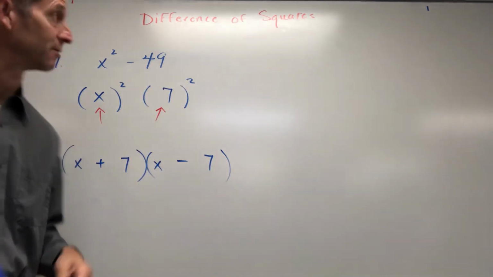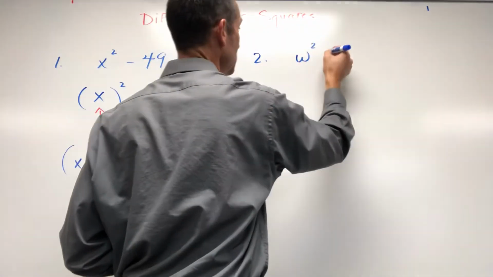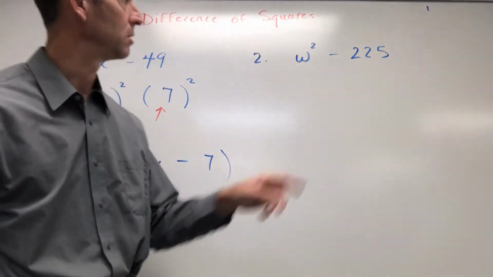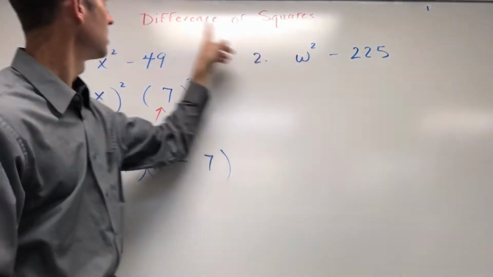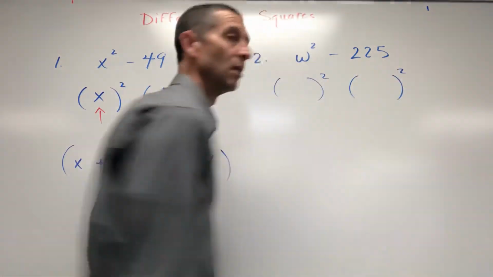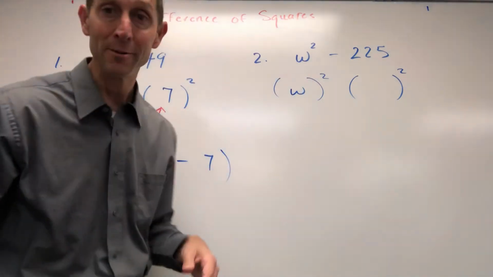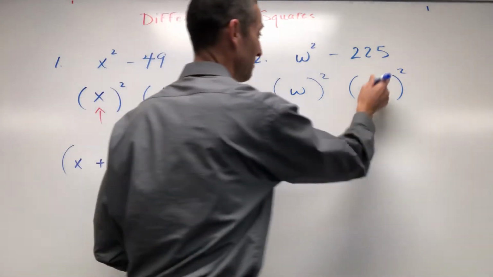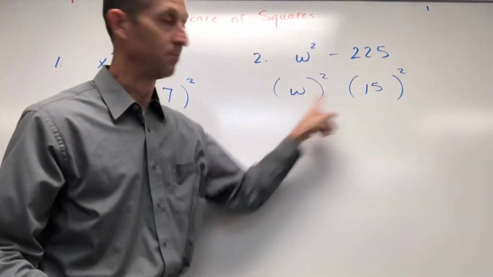Factoring difference of squares. Let's do it again. All right, how about w squared minus 225? So for difference of squares, we got 2 in a row. Has to be a minus sign, cannot be a plus sign. Squares, can we build it? Last time I took the x, this time I'll let you take the letter. You're right, it's w. So I've got to figure out what number squared gives me 225. It's 15. So 15 squared does give me 225. So I can build my squares.